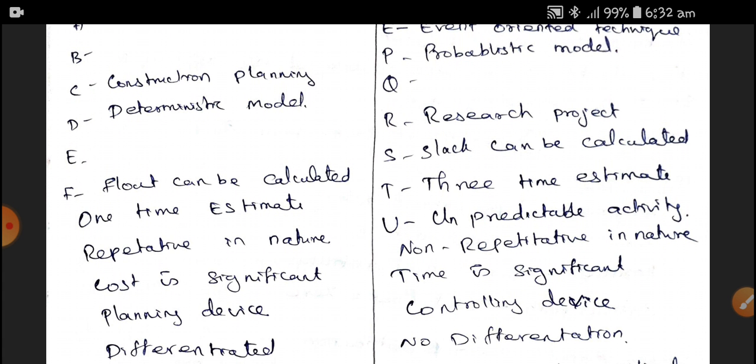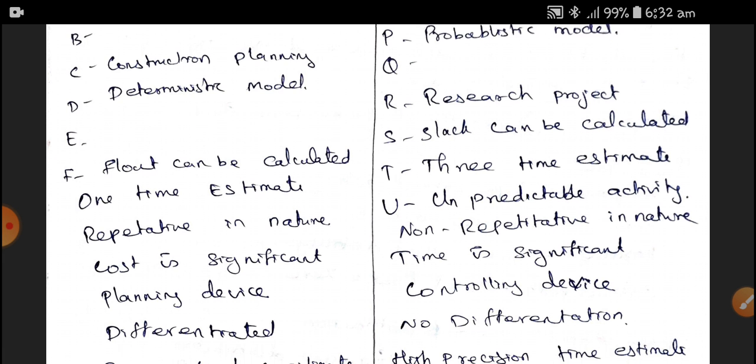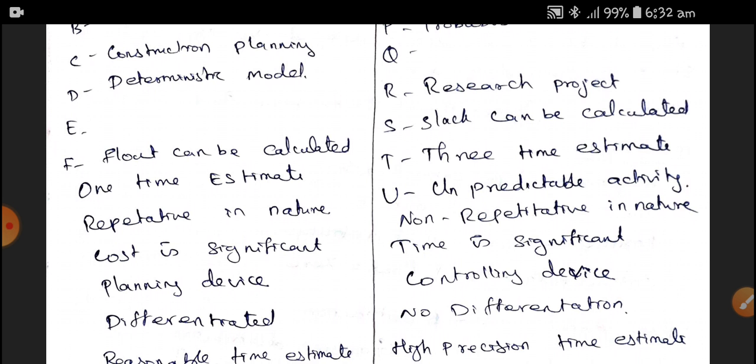In CPM, float can be calculated, whereas in PERT, slack can be calculated. CPM is a one time estimate, PERT is a three time estimate. CPM is repetitive in nature, whereas PERT is for unpredictable activity and non-repetitive in nature. In CPM, cost is significant, whereas in PERT, time is significant. CPM is a planning device and PERT is a controlling device.